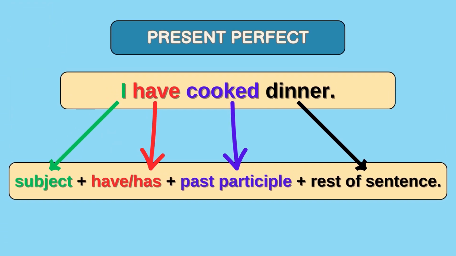Let's break down our sentence, I have cooked dinner. We have the subject, which is I, but it could be you, we, she, the dogs, the students, or any of those things. Then we have have or has. I will go into that in more detail. We have cooked, which is the past participle of cook. I will also explain what that means. And then dinner, or the rest of our sentence.